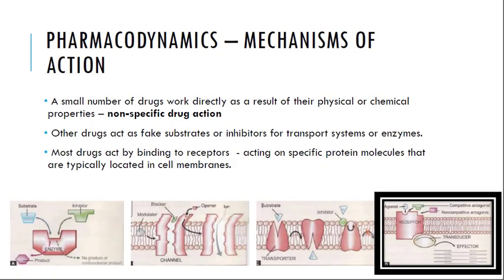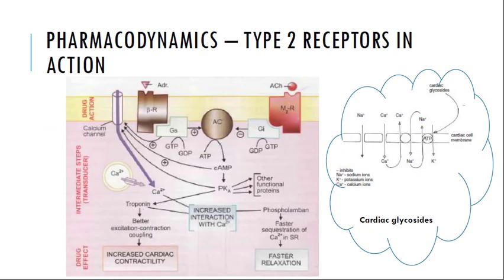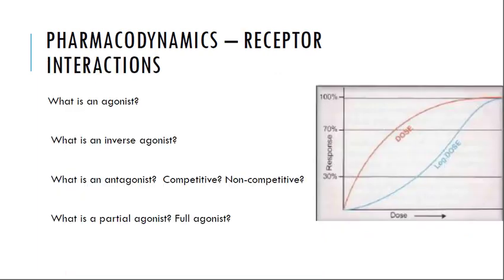Then we looked at pharmacodynamics. So 5 basic types of drug action. Remember the 4 main types of receptors as well. Do not need to remember any kinds of signal cascade pathways. As much as I like them, I'm not going to expect you to memorize it or even tell me about it. What is an agonist? What is an inverse agonist, antagonist, competitive and non-competitive antagonist, partial agonist, full agonist?